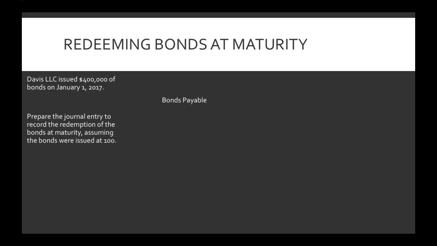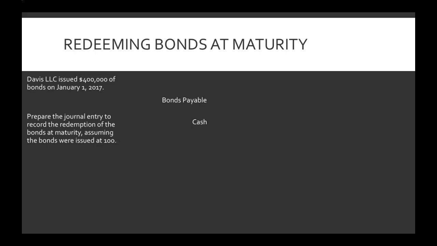So we want to debit to decrease our bonds payable. And then how are we decreasing that liability? Well, we are paying them back. So we will debit bonds payable and credit cash in this entry when we are redeeming bonds at maturity.